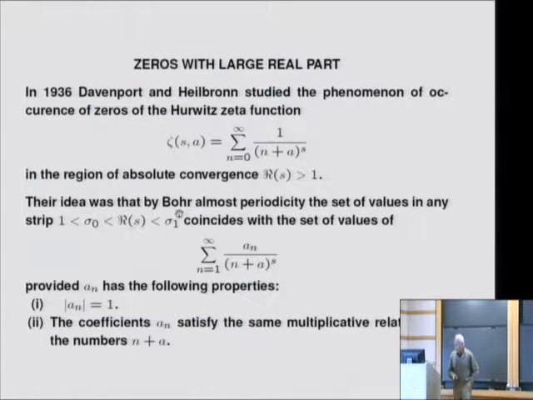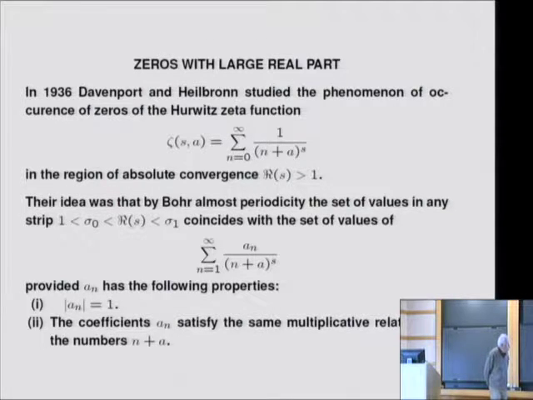So the idea was that by Bohr almost periodicity, the set of values in a strip to the right of 1 coincides with the set of values of sum a_n (n plus a) to the minus s, provided the absolute value of a_n is 1, and the coefficients a_n satisfy the same multiplicative relation as the numbers n plus a.